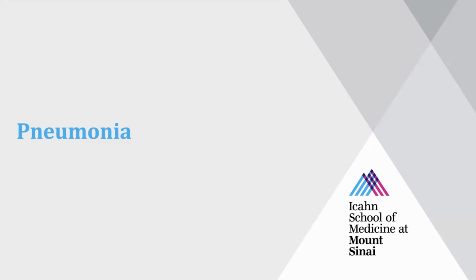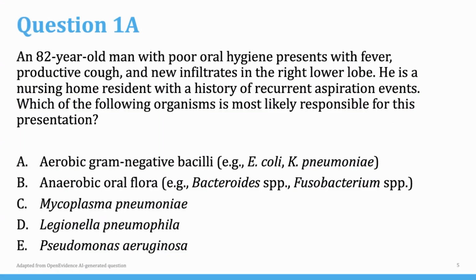We'll start off with pneumonia and get started with a question. We have an 82-year-old man with poor oral hygiene who comes in with fever, productive cough, and new infiltrates in the right lower lobe. He's a nursing home resident with a history of recurrent aspiration events. Which of the following organisms is most likely responsible for this presentation?